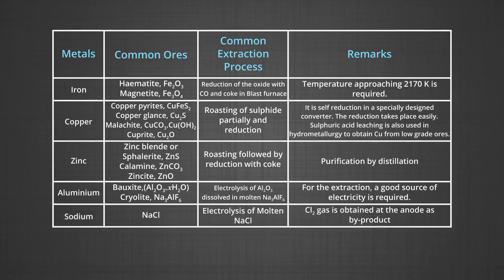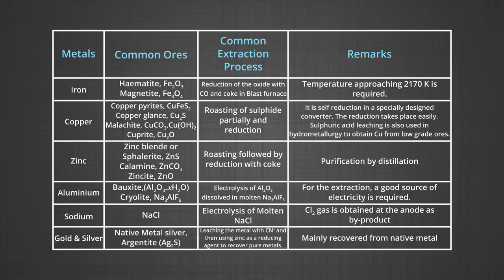cathode. Extraction of sodium is carried out from molten sodium chloride. The molten NaCl is electrolyzed to obtain pure sodium at the cathode and chlorine gas is obtained at the anode. Electrolysis of brine, that is, aqueous NaCl produces chlorine at the anode, but the byproducts are hydrogen gas at the cathode and aqueous solution of sodium hydroxide in the cell. Extraction of gold and silver involves leaching the metal with cyanide and then using zinc as a reducing agent to recover the pure metals.